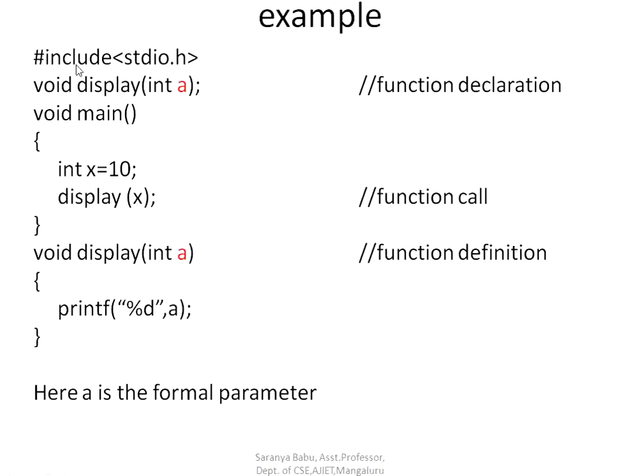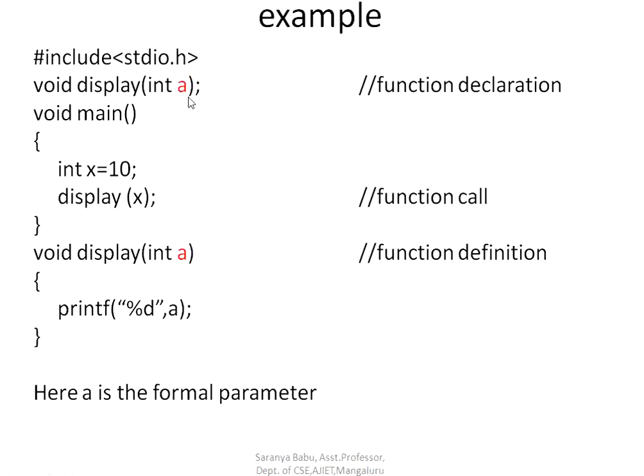See this example. #include <stdio.h>. I just want to display the value of some integer, so I'll just give the function name as display. If it doesn't have any return type, you can put void. Okay, void means you write it the same way. So before that you have to write the function declaration. void display, the function name I have given as display. Parameter I have given as int a.